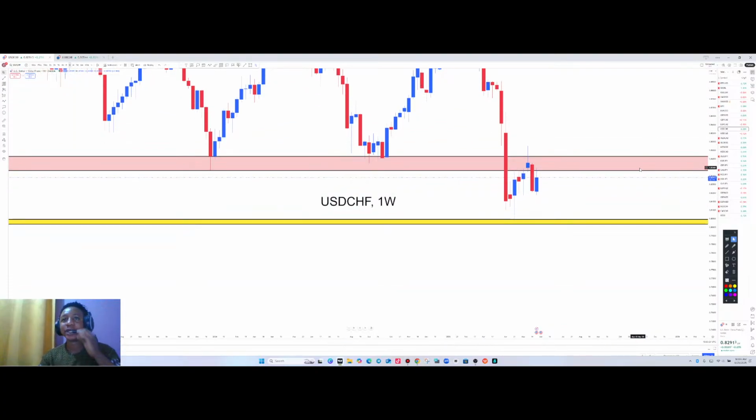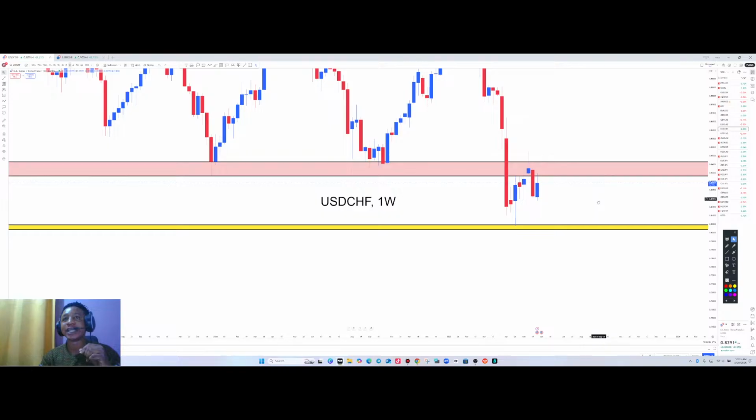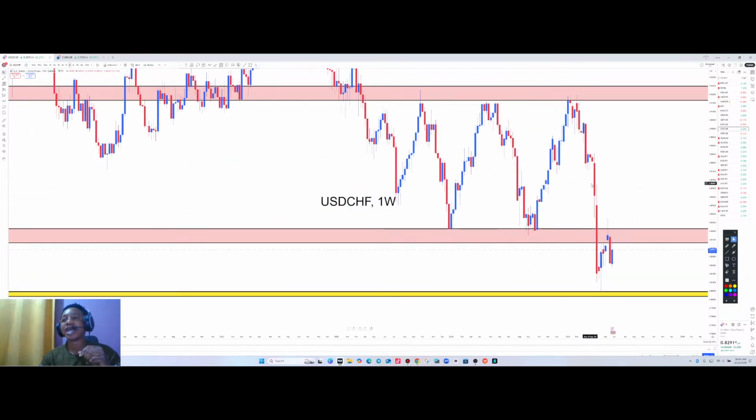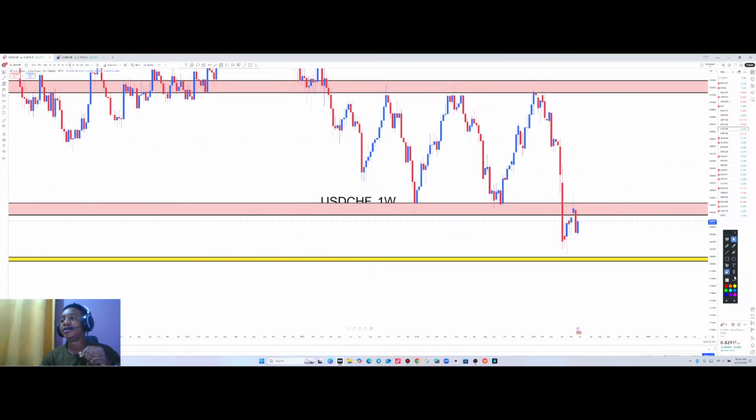Okay, so this is also the weekly time frame of USD Chef. Now, USD Chef on the weekly time frame, we have the weekly mid-range zone over here. Now, on the weekly, what do we see here? We see lower low on the weekly. We see lower high. Where should price go? It should move continuously to a downside.